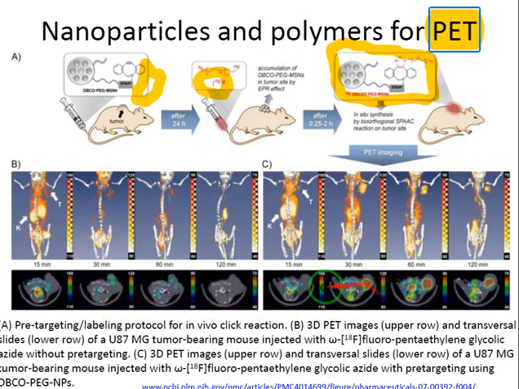And as you see here, after about 120 minutes, after 2 hours, they are accumulated within the cancerous tumor. Here you see the tumor that has been grown on these mice, and they are accumulated there, and the PET images have been taken.